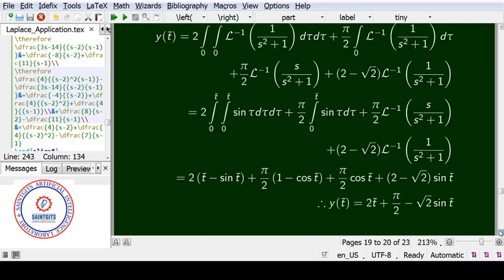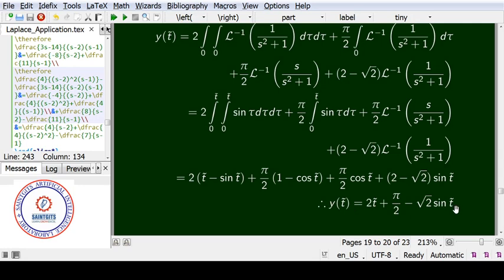Next step is a simplification step. 2 into t tilde minus 2 into sin t tilde. Here we have 2 into plus sin t tilde, so those terms get cancelled. Pi by 2 into 1 is pi by 2. Then pi by 2 into cos t tilde plus pi by 2 into minus cos t tilde: there is a sign difference, so it gets cancelled and becomes 0. Only this minus root 2 into sin t tilde remains. So y of t tilde is equal to 2 t tilde plus pi by 2 minus root 2 sin t tilde.